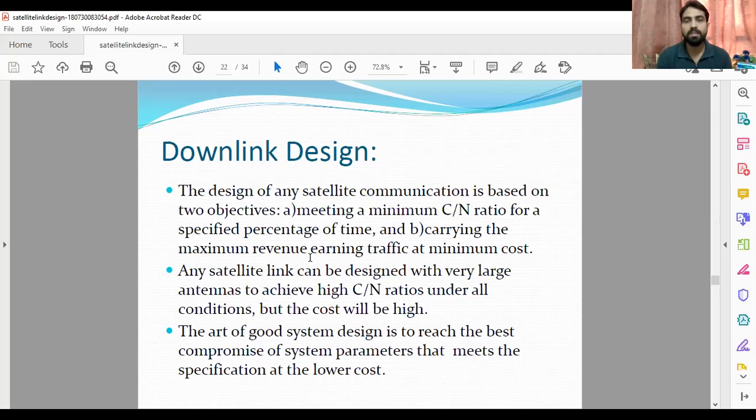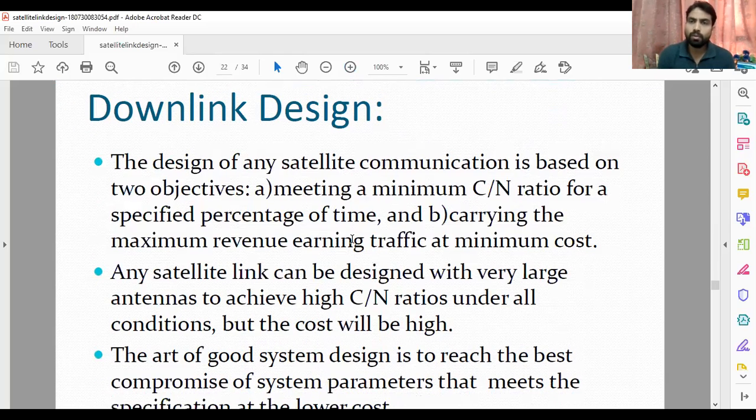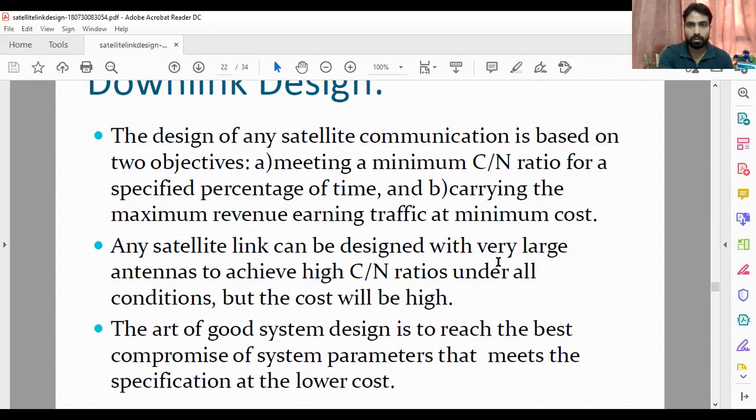They have some similarities, but if we talk about the link budget analysis that we have already gone through, the link budget analysis is quite different in the case of downlink design or uplink. We see here, the design of any satellite communication is based on meeting a minimum C by N. It means whatever signal we are providing has some channel capacity and we have a noise ratio. That has to be met for a specified percentage of time, carrying the maximum revenue-earning traffic at the minimum cost. We have already talked about this, and this is exactly the link design, and we have worked on that.